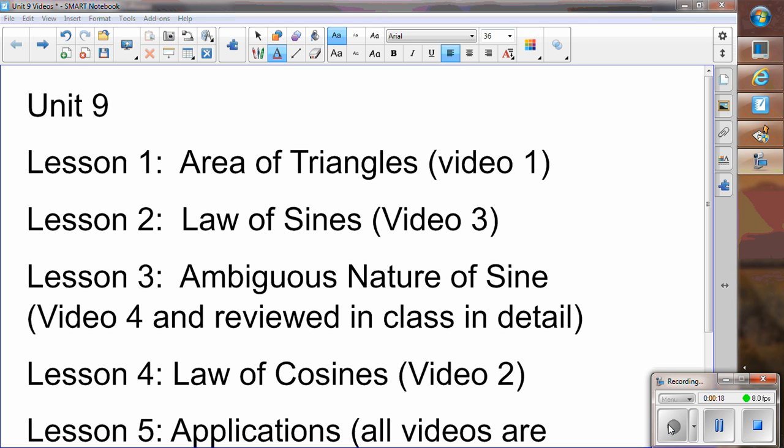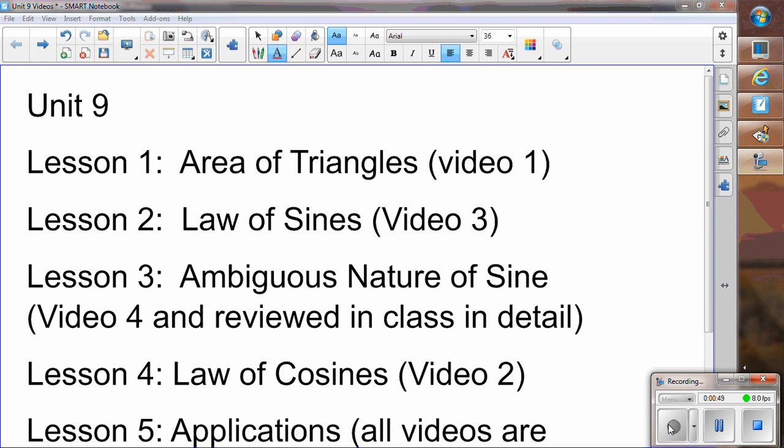Then in video number 2, we're going to do the law of cosines, even though that is lesson number 4 in the unit. Then we will continue on to the law of sines in video 3, and the ambiguous nature of sines in video 4. In addition to doing the ambiguous nature on a video, I will also review this in class because it can get a little bit confusing, and this will force us to practice the law of sines also.